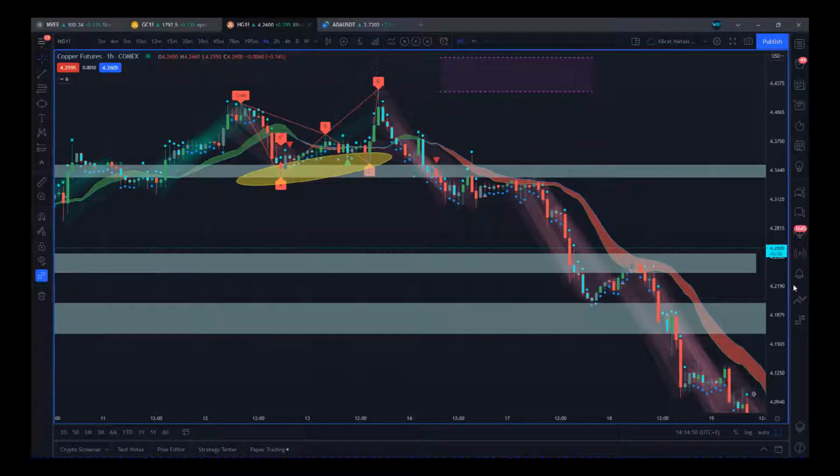I want to look at copper on the 1 hour, so this is a longer term play. But before we even think about signals, confirmations and trade management, I want to show you how I've actually put the framework for this trade together. In other words, the support and resistance zones.